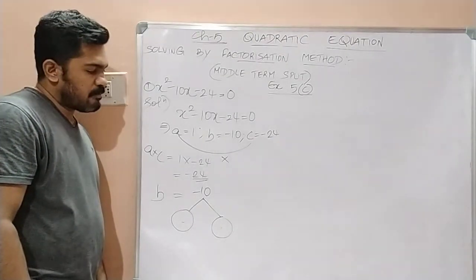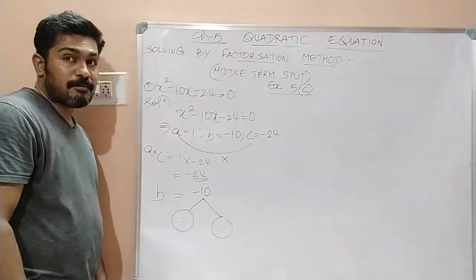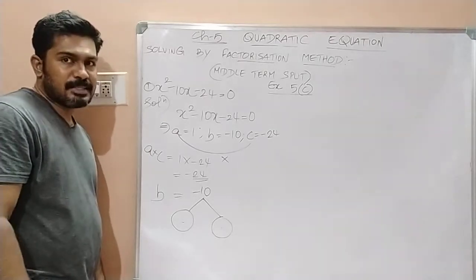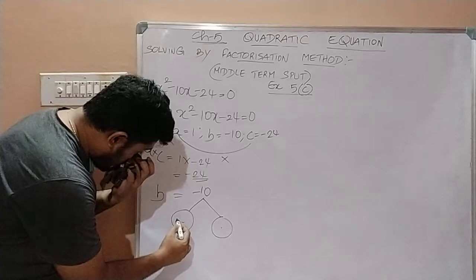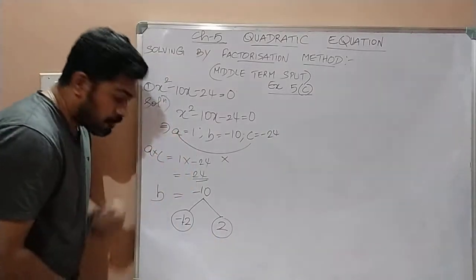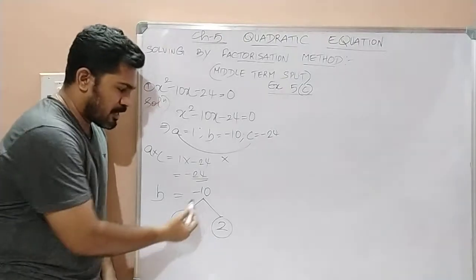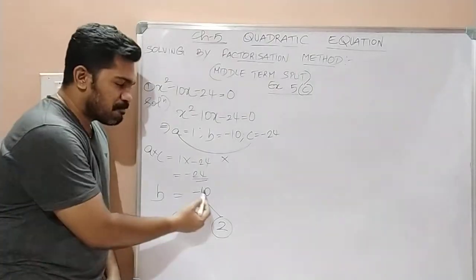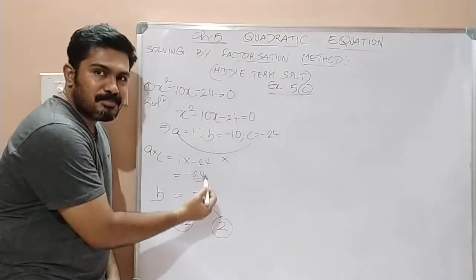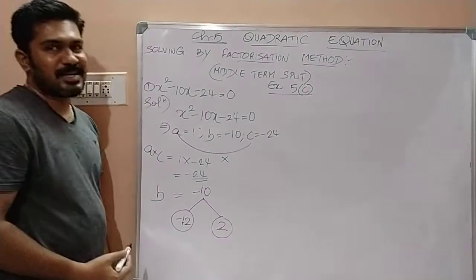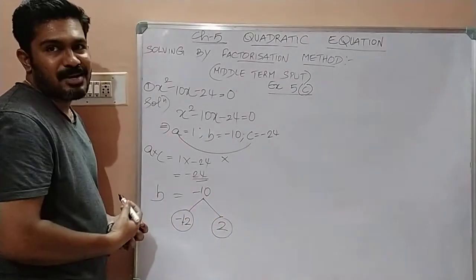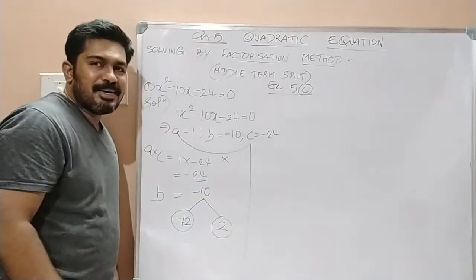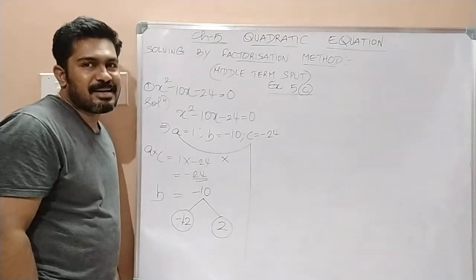Can I take 12 and 2, because 12 minus 2 will give me 10 and 12 into 2 will give me 24. First we think about the numbers, then we will think about the signs, isn't it? So children, can I take minus 12 and plus 2, because minus 12 plus 2 is what? Minus 10, and minus 12 into 2 is what? Minus 24. Yes. So you are able to split the middle value, that is minus 10, into two parts in such a way that the sum is minus 10 and the product is minus 24. I hope slowly you are able to recap whatever you have learned in class 8 and 9.